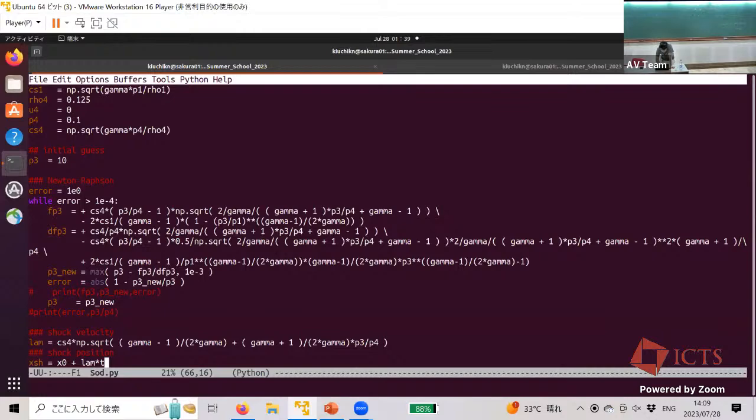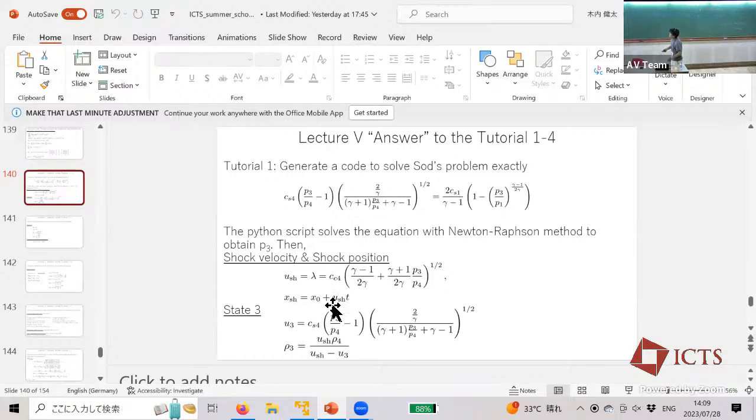Okay, so now we have P3. So you can estimate the state of the three. Firstly, shock position and shock velocity. Shock velocity is given by these equations. If you don't remember, please look at the lecture note again. On this source, you have the shock velocity and position, using the velocity of the shock from the initial discontinuities. And then you can estimate U3, P3, and rho 3. Basically, this comes from the Rankine-Hugoniot relations, as I explained.